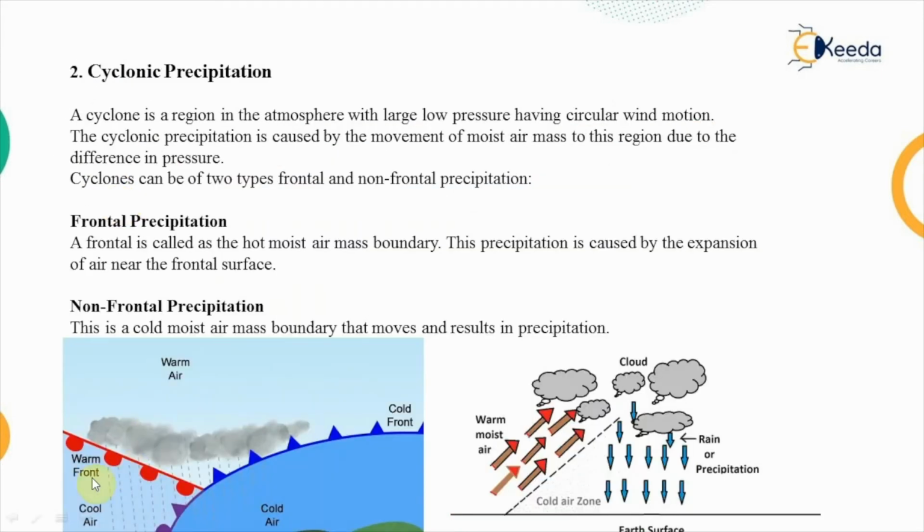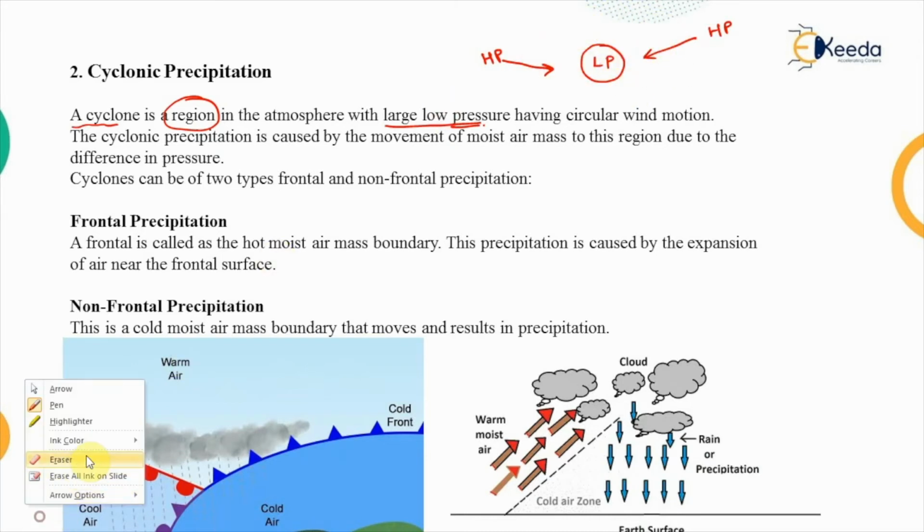The second type of precipitation is known as cyclonic precipitation. Now what is cyclonic precipitation? A cyclone is basically a region in the atmosphere with large low pressure. So when low pressure is present, the winds from the high pressure tend to move towards the low pressure. Now because of the rotation of the earth, there is a pseudo force, or virtual force, which is known as the Coriolis force.